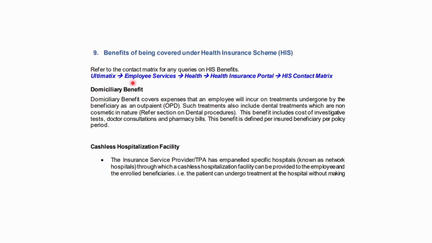Now the domiciliary benefit is very important, guys. You get 6,000 rupees. The domiciliary benefit covers expenses that an employee incurs on treatments undergone by the beneficiary as an outpatient, that is OPD. Such treatments also include dental treatments which are non-cosmetic in nature. I have received a lot of comments asking about dental problems, where they have had some dental surgery, and whether the amount will be claimed under this domiciliary benefit or not. There is a particular section given for the dental procedures.